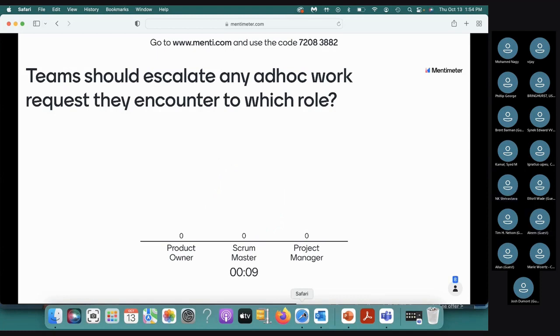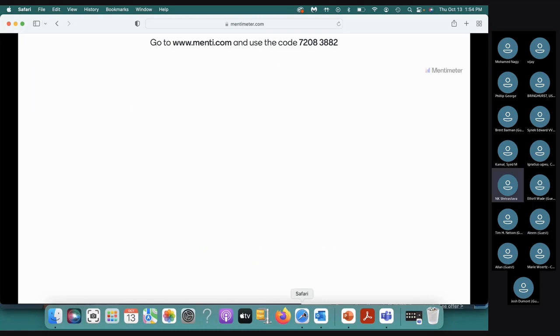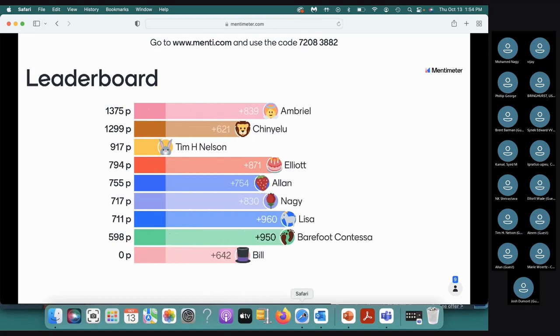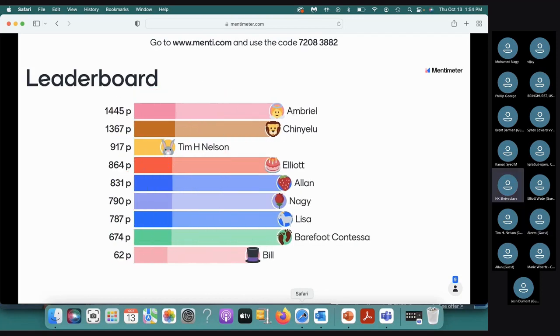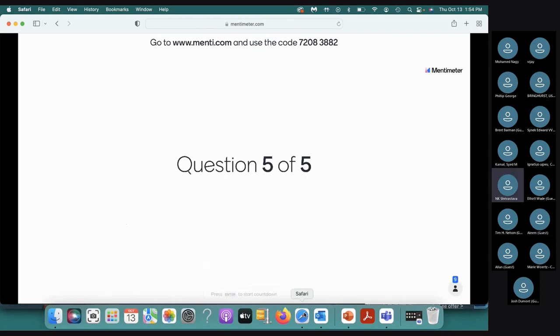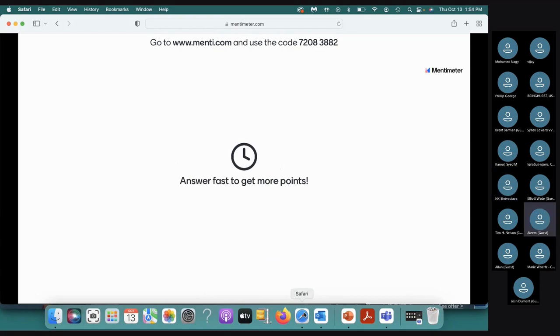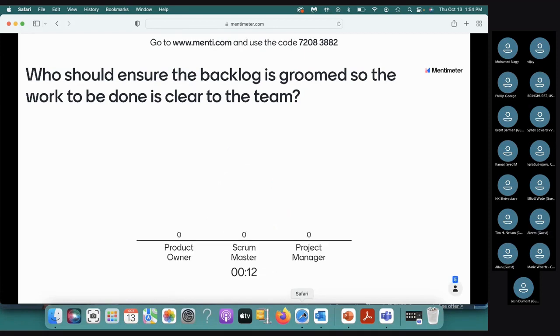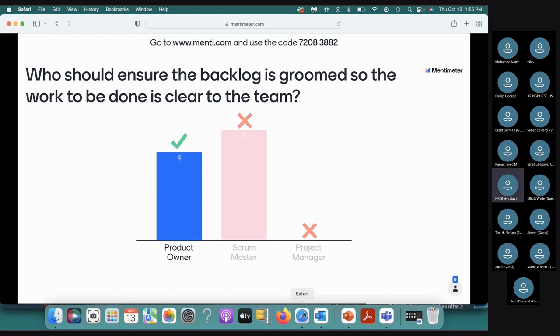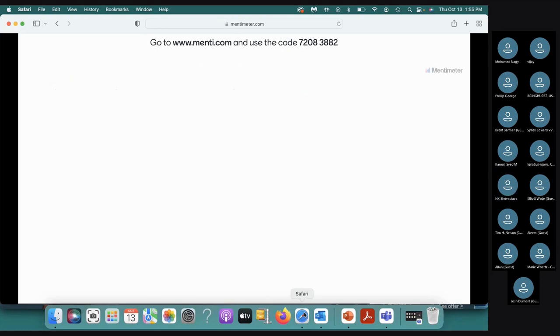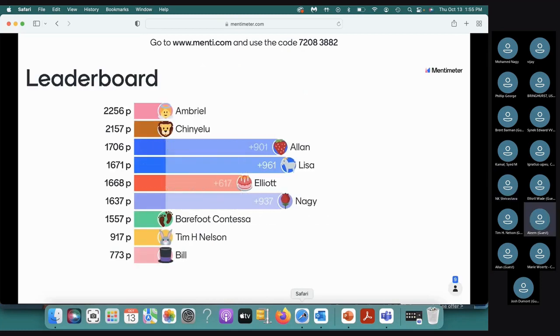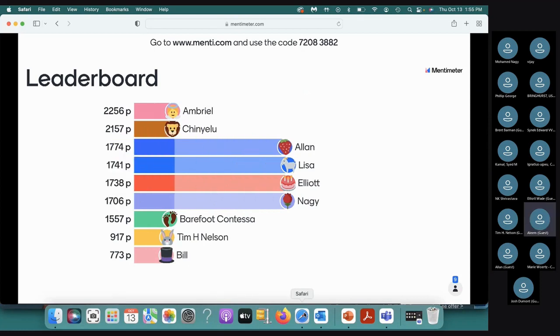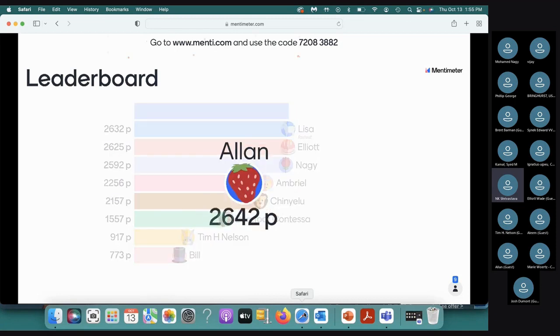So who should they escalate to? Yeah, most of you got it right. Let's see if there is any change. Okay, Embriel is still leading. And we have our last question here. Okay, it's the responsibility of product owner, not Scrum Master. Okay, let's see who is the final winner. Okay, Ellen is the final winner.